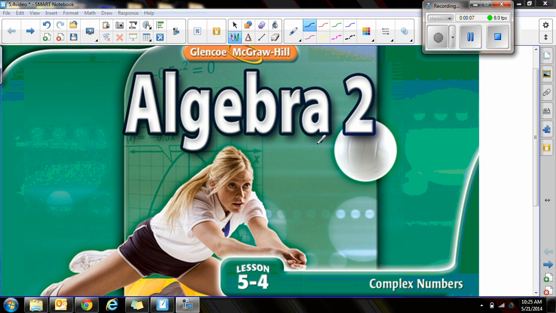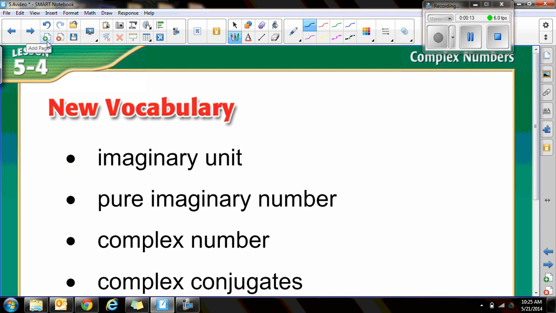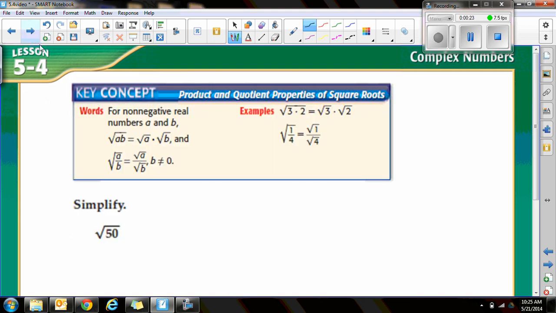Tonight we're going to take a look at Section 5.4, Complex Numbers. Some new vocabulary. We're looking at imaginary unit, pure imaginary number, complex number, and complex conjugate. So before we dive into the imaginary numbers and complex numbers, let's take a look at some rules of exponents.